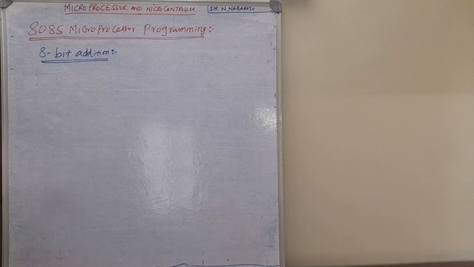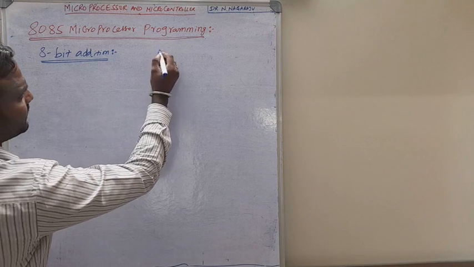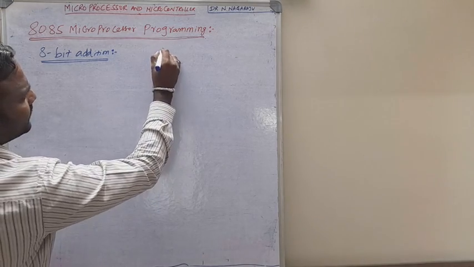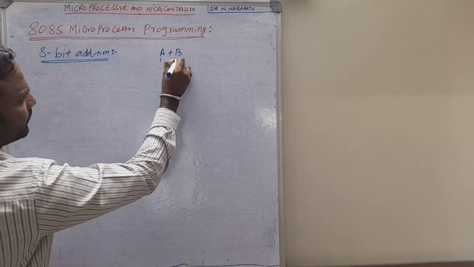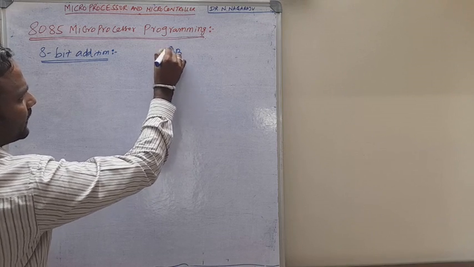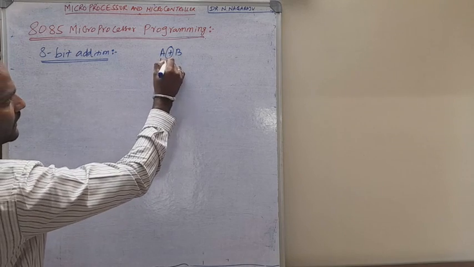Before designing any type of program, you must know the manual concept for it. So, 8-bit addition. Addition indicates what? Basically you need two operands, for example A plus B. A is one operand, B is another operand, and the processing operation is addition.